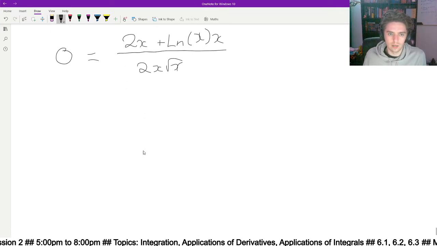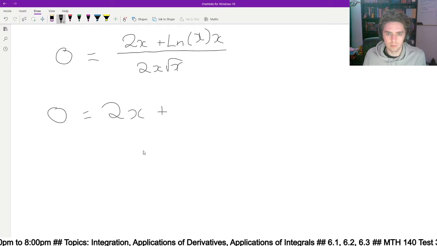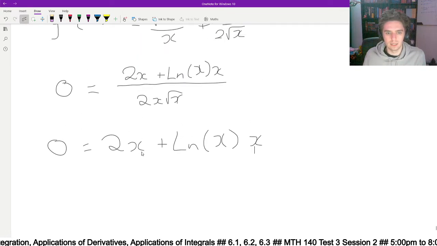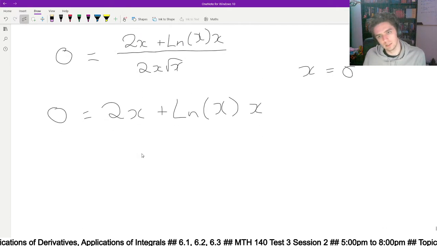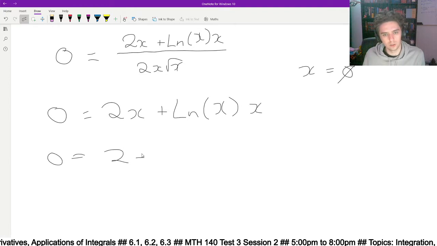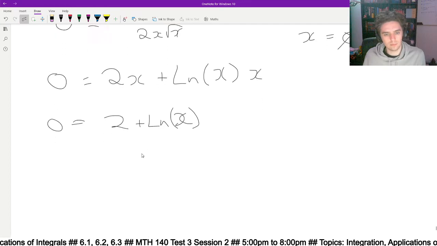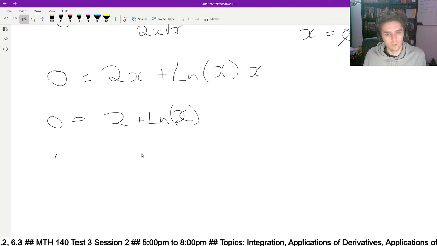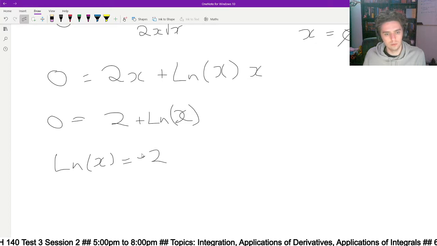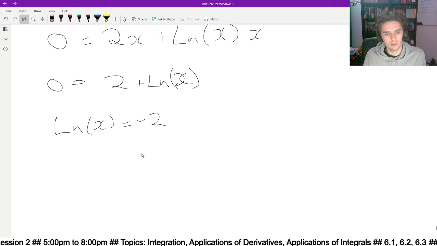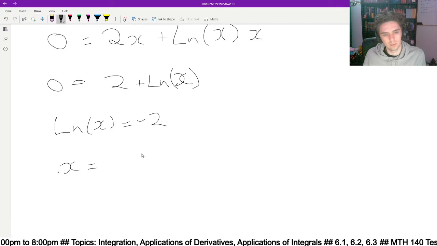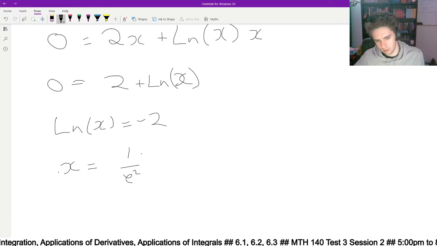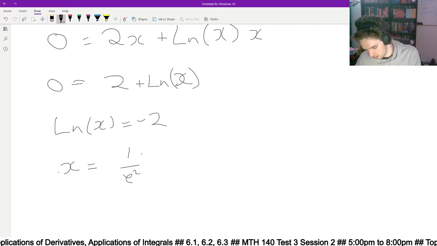Okay. So now I just need to check where the top is equal to 0. So 2x plus ln x times x. Can divide everything by x, so x equals 0 is a solution. So 0 equals 2 plus ln x. And we're looking for ln x equals negative 2. So x equals e to the 1 over e squared. Ln is ln of 1 over, yeah.